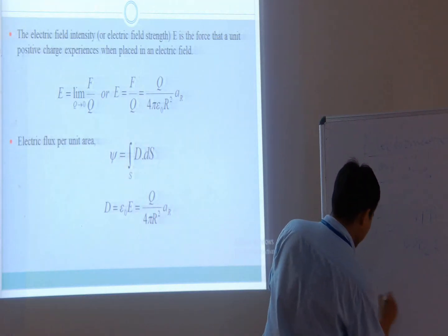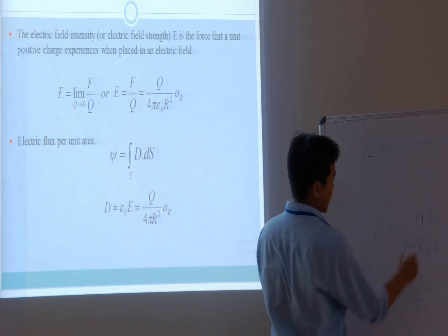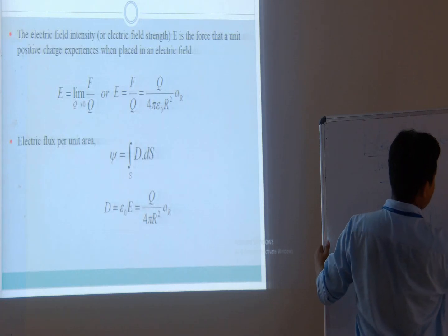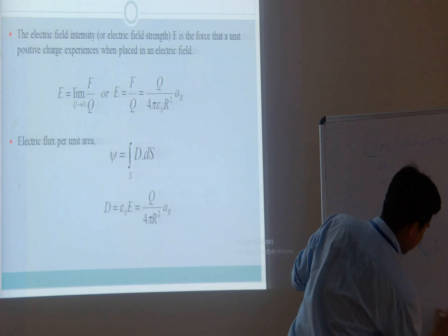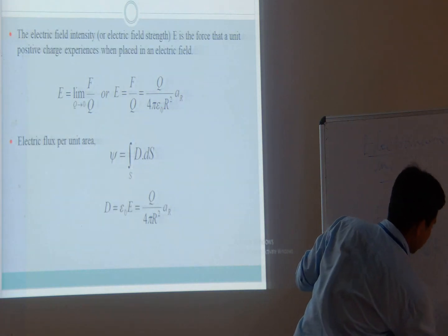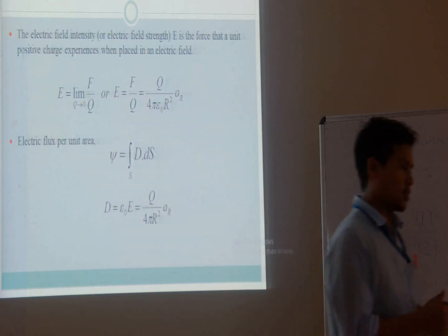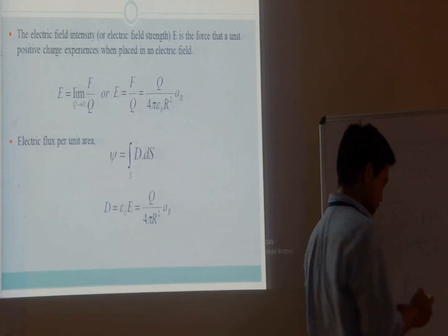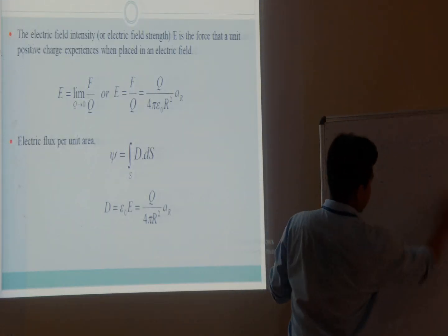And E equals F by Q. So here, if we consider Q1 equals Q2 equals Q, the same charge, then E equals Q over 4 pi epsilon naught R square, times AR. Basically, AR is the unit vector, which gives the direction in which the field is going. So this is the expression for electric field intensity.